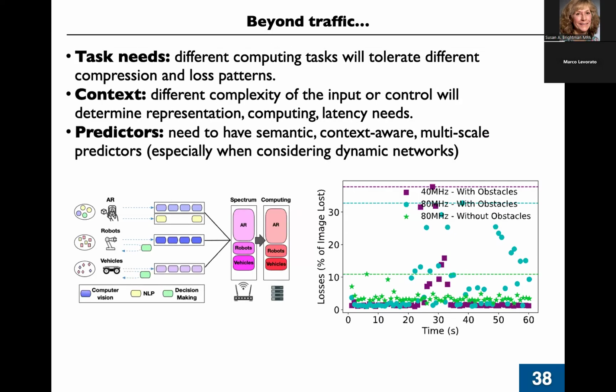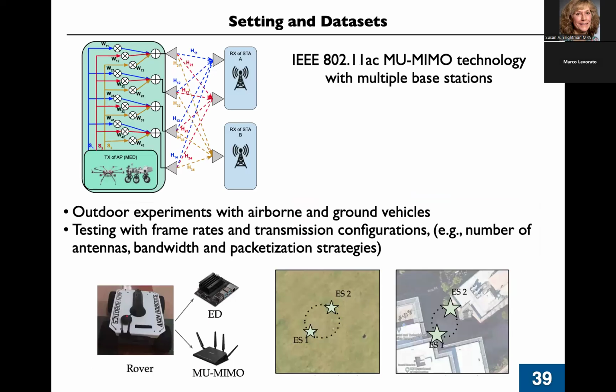So this is all connected in a way. I'm not going to explain too much about this because I ran out of time, unfortunately, but we did quite a bit of testing with the rovers, and the rovers have these multi-antenna routers that you can actually control how many streams you have, how you connect, how you packetize information, how much bandwidth you use.